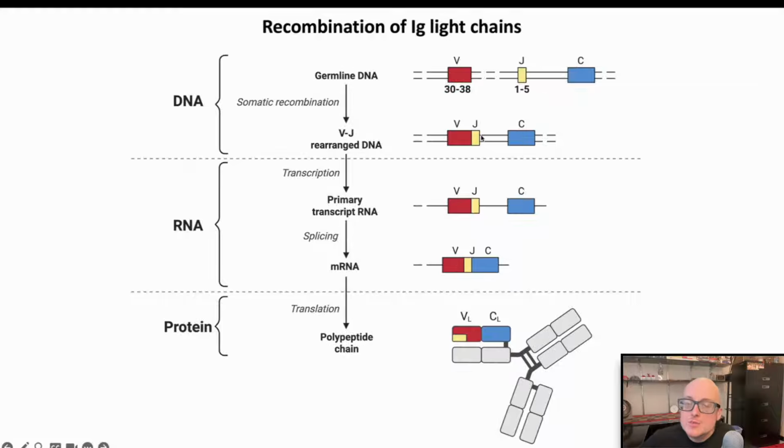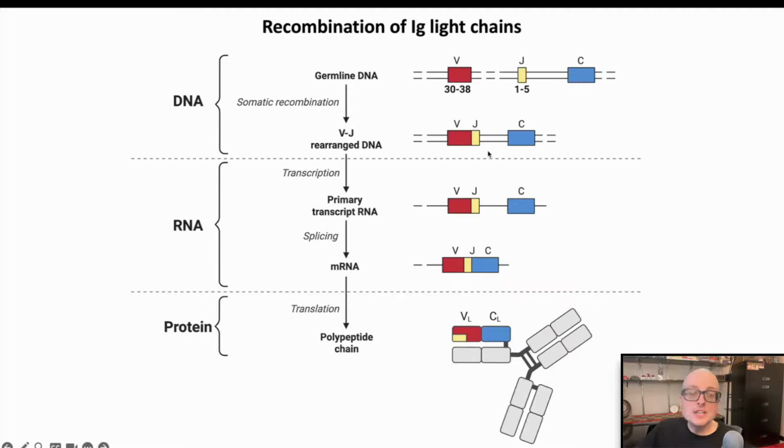So whenever it does recombine its V and its J segment, that is permanent, and that will encode the light chain that that B cell will make forever, for all eternity, for as long as the B cell lives after that. And so somatic recombination is permanent.